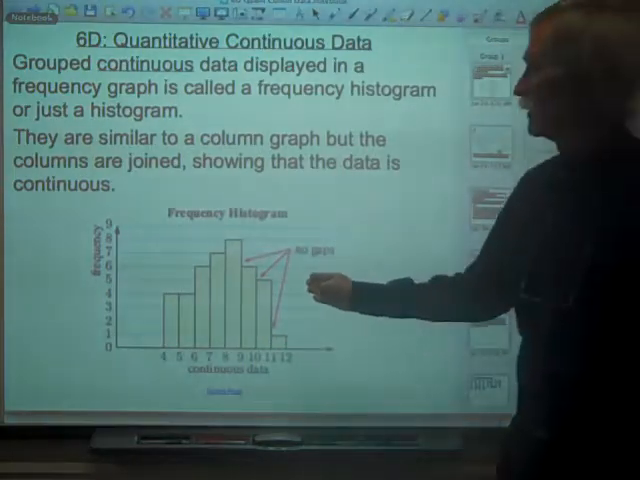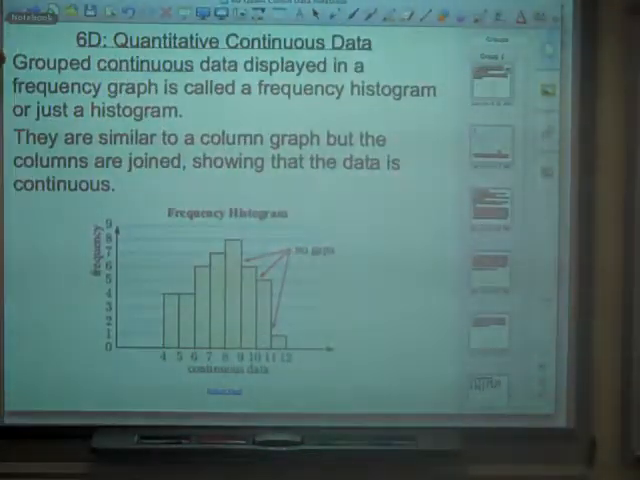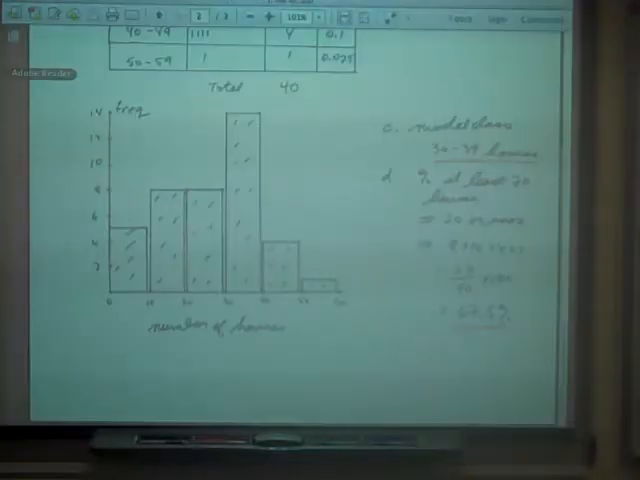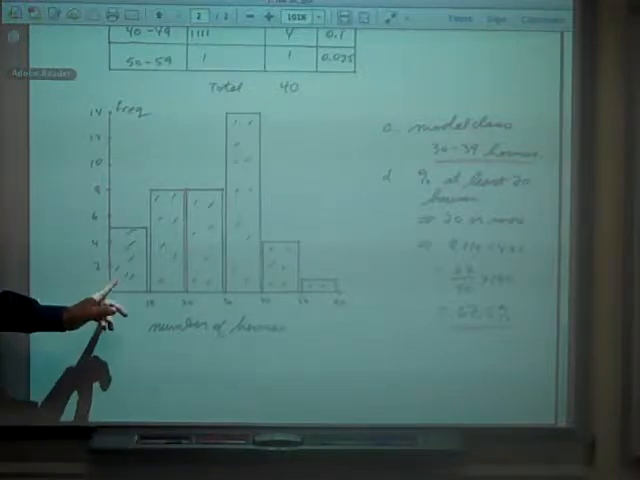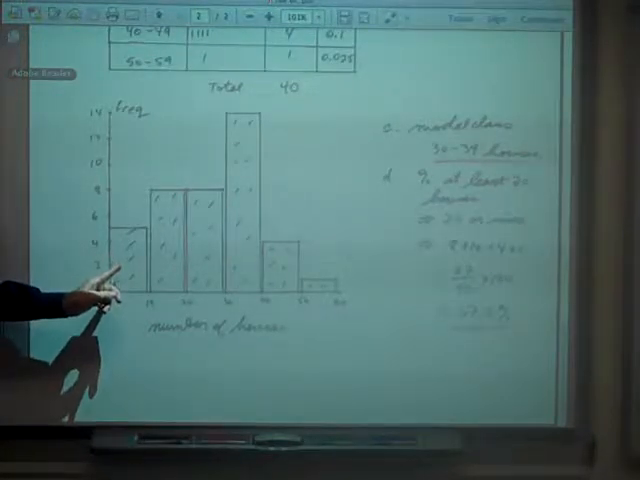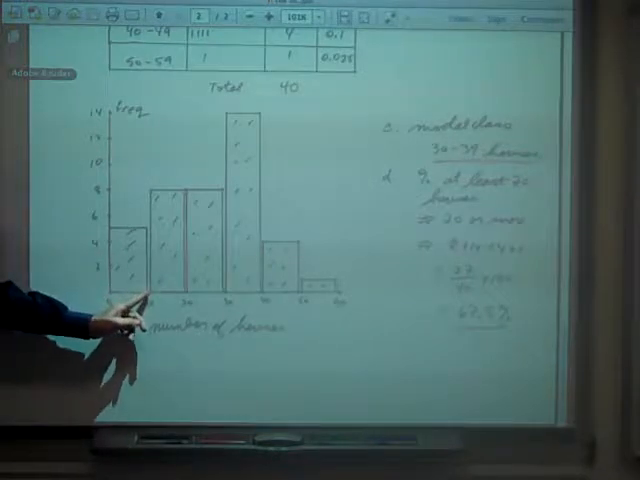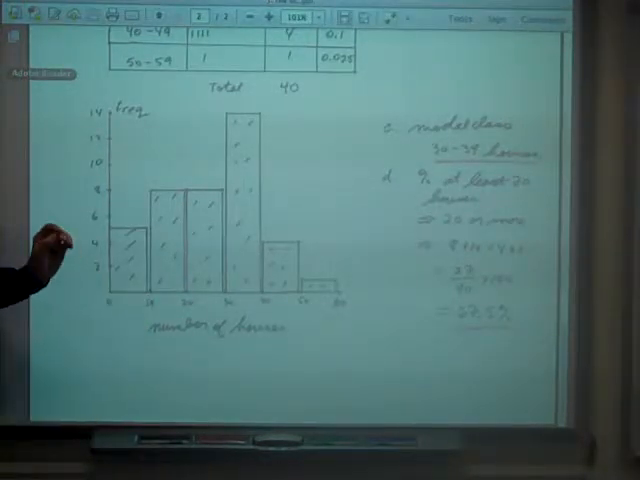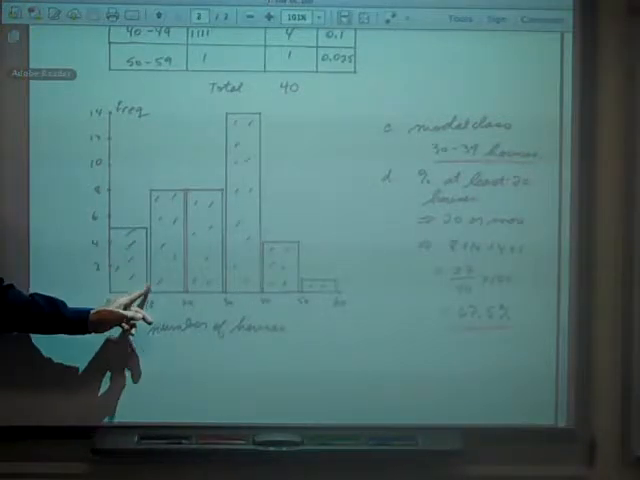Why would you do that? Why did we leave a gap with discrete data? Why would we put them together for continuous data? Yes, whole numbers. Remember, this is discrete data we did before. Whole numbers. Where does this guy stop if it's whole numbers? 9. And the next group, is there any like 9.1 or 9.2 guy in there? No, there's no way. So that's why there's a gap here.